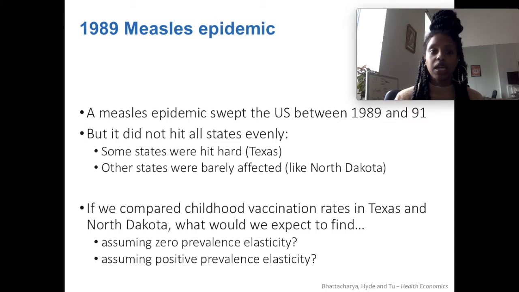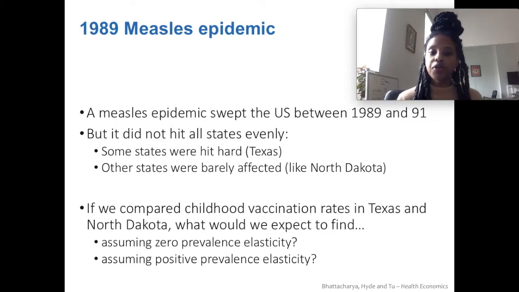In 1989, there was a big measles epidemic in the United States, but not all states were hit the same. Some places like Texas had a lot of cases. Others like North Dakota had very few. So if you think about it, if we were to compare how many people in Texas versus North Dakota were getting their kids vaccinated, if there was a zero prevalence elasticity, what would we expect between the two versus if it's a positive prevalence elasticity?